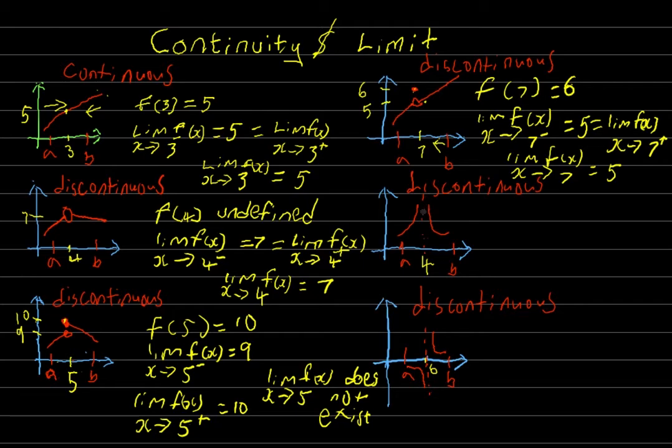Here we can see a straight line that from the left hand side and from the right hand side, they are not meeting at all. So f of 4, we say the value does not exist.